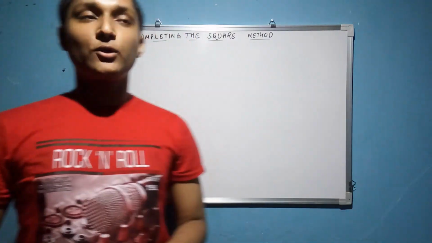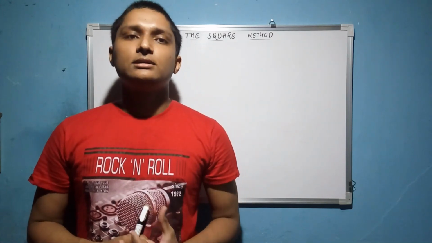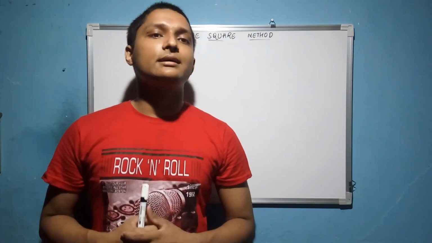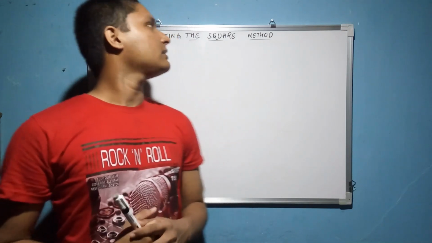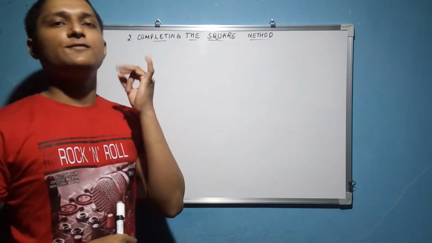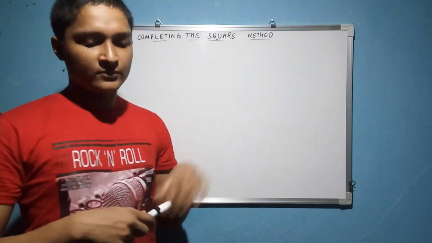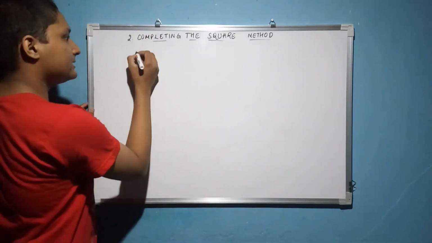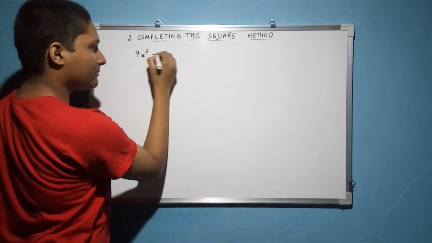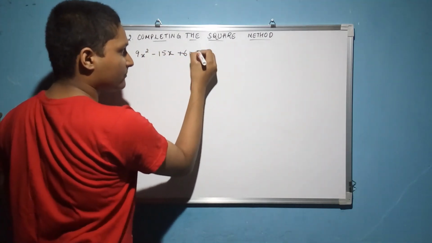Today we are first of all going to learn about the completing the square method. In the previous class we learned how to find the solutions for quadratic equations using the factorization method. Here is another method, that is the completing the square method. We'll take an example and show how we are going to do it in this method. The example is 9x square minus 15x plus 6 is equal to 0.